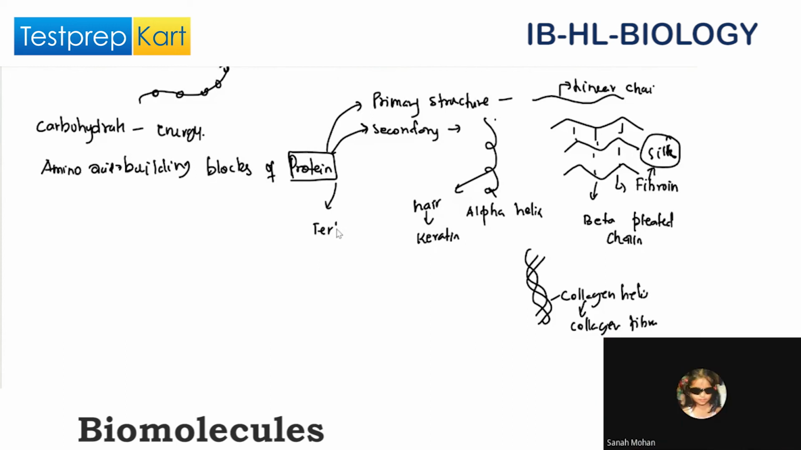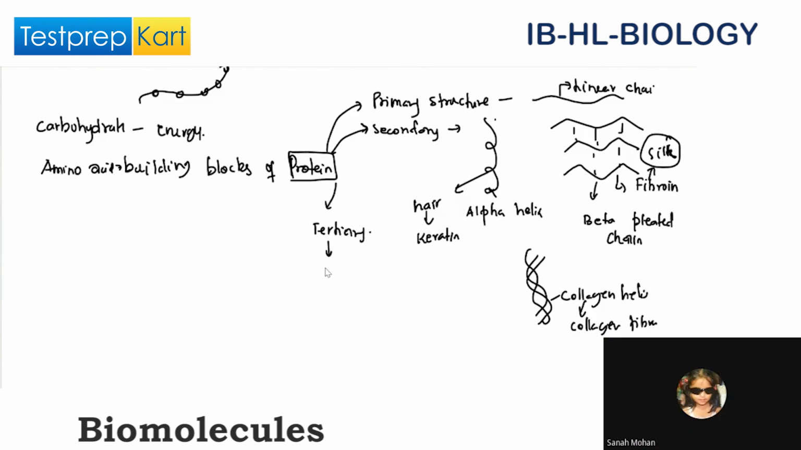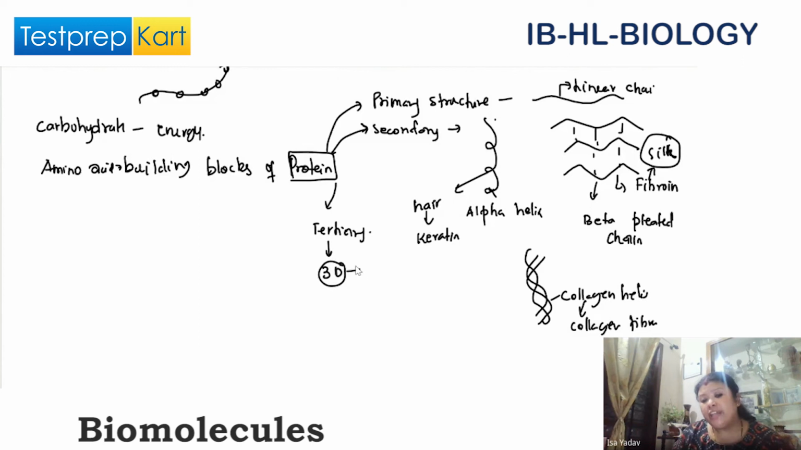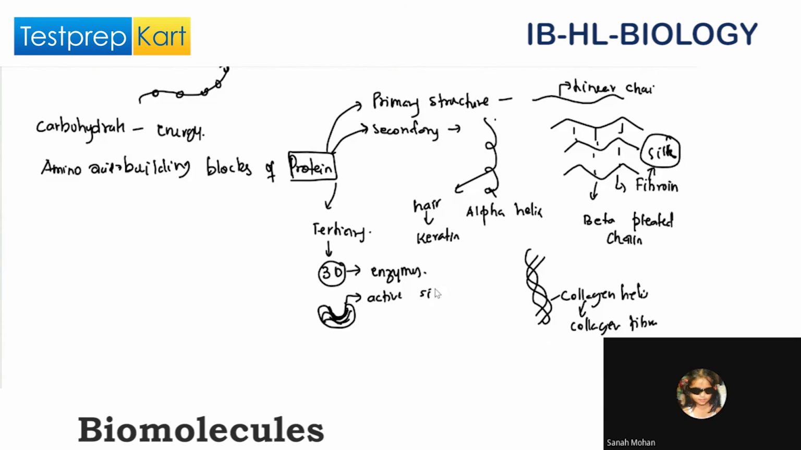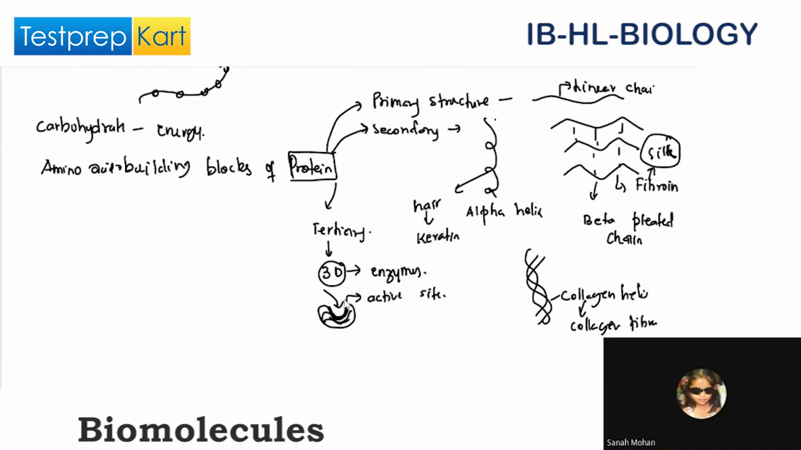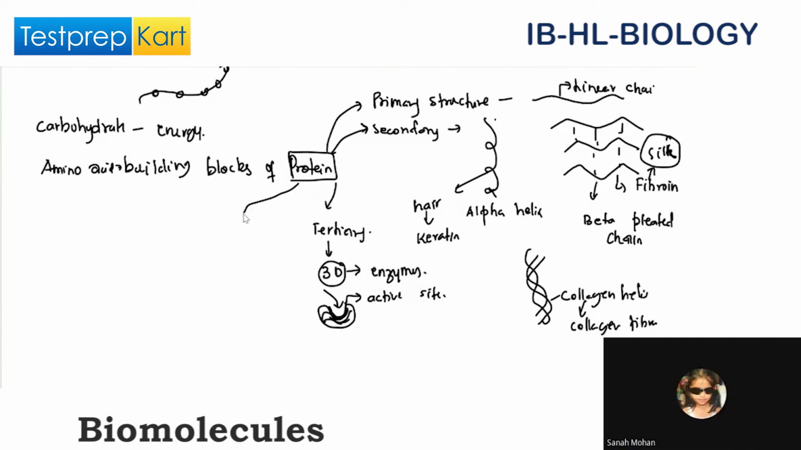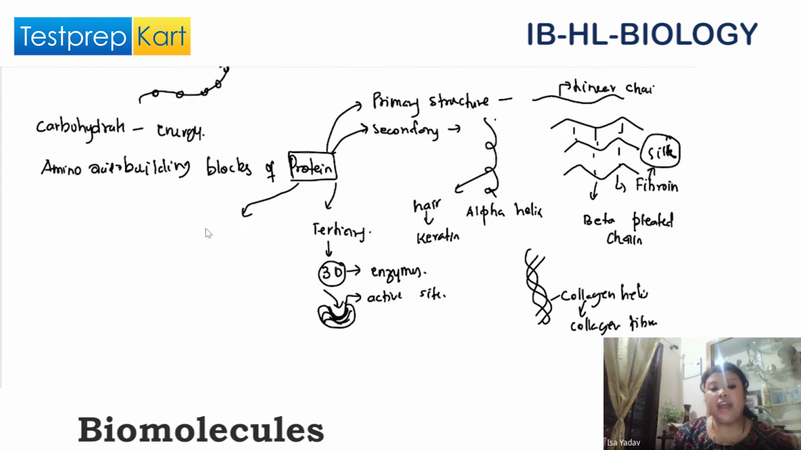We have the tertiary structure of protein. The tertiary structure of protein is the only structure that will give a 3D image. That means it is the enzymes. The proteins are being folded continuously, folded and refolded. They form a space like this. This is called the active site of the enzyme, where any other substrate can come and bind. Tertiary structure is the only structure that will give a 3D structure.